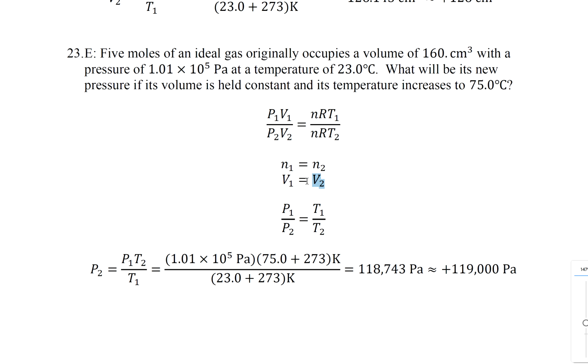It just says volume is constant, so V1 equals V2, N1 equals N2. We know little n stays the same. So things cancel, so we just get P1 over P2 equals T1 over T2. We're solving for P2, where we get this.